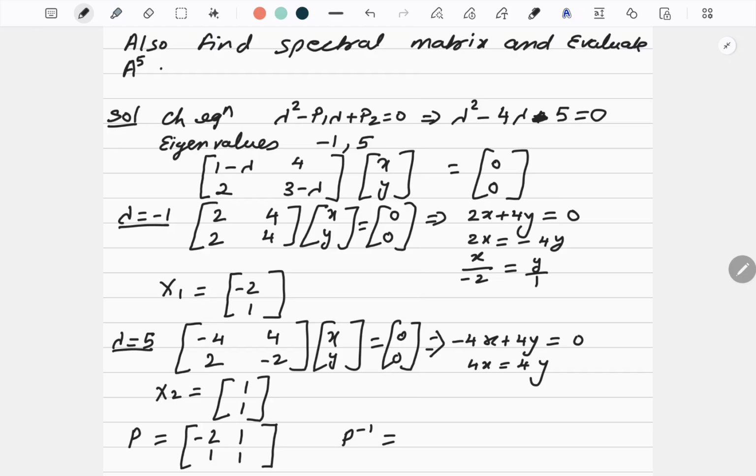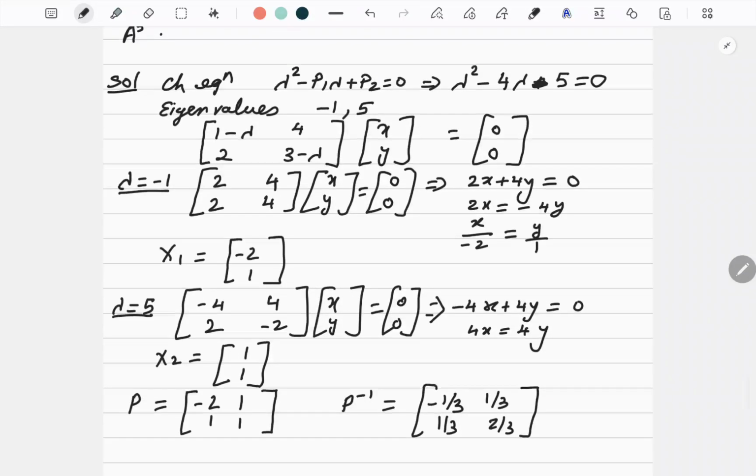Now on shift 4, I'll press matrix A, inverse, x to the power minus 1. So I get the answer. My first value is minus 1 by 3. I'll go to the second value, that is 1 by 3. Then the third value, 2 by 3, and then the last value, that is 1 by 3. So this is my P inverse.